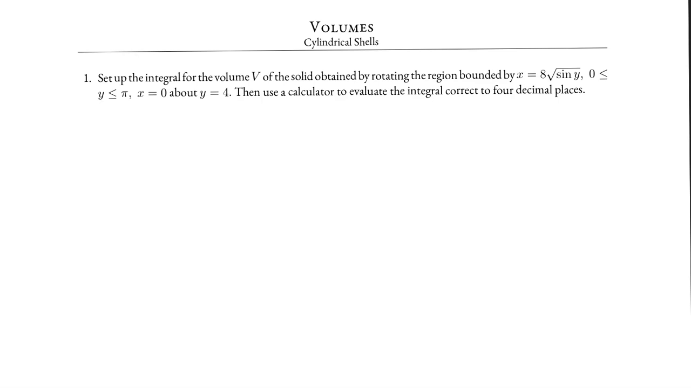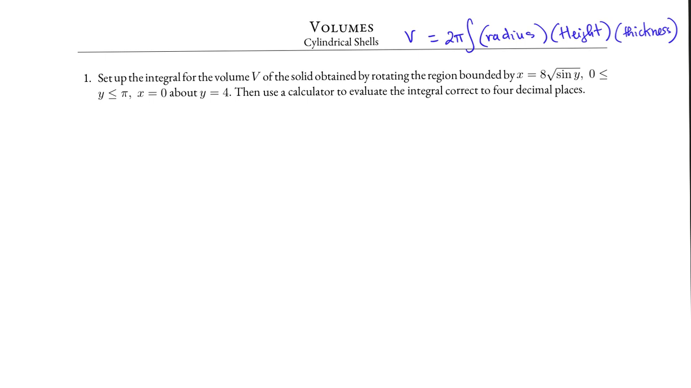Volumes by cylindrical shells. Using the shell method, the volume is the integral of the product of the circumference, which is 2 pi, times the radius times the height of the shell times the thickness. The thickness is either delta y or delta x, or dy or dx.